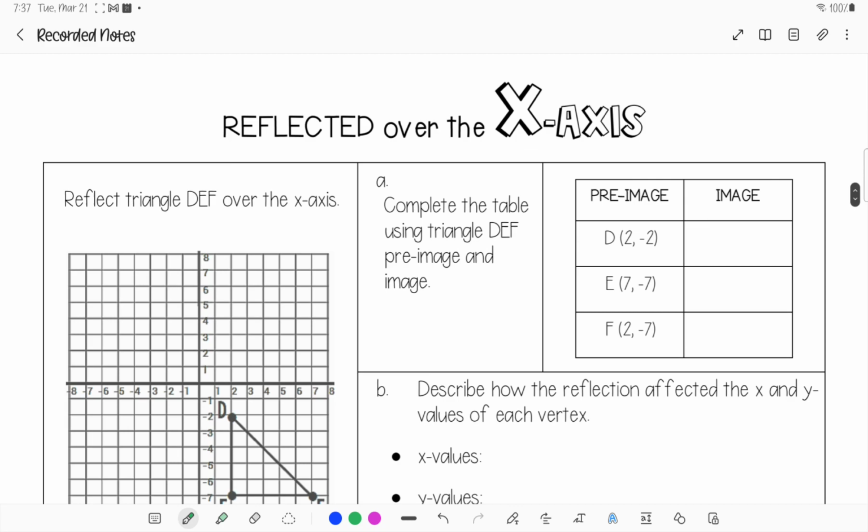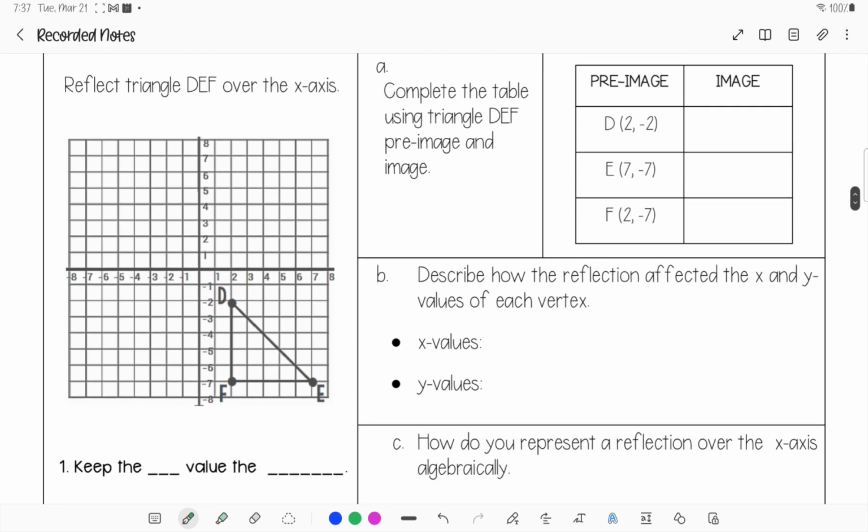First thing we're going to look at, so for flipping over the x-axis, it means we're going to fold it on this line right here. So we're going to fold it. So this DEF triangle is going to end up right here. If we folded it on that line, again, this is quadrant 1, 2, 3, and quadrant 4. So we're going to start in quadrant 4, but we'd end up in quadrant 1.